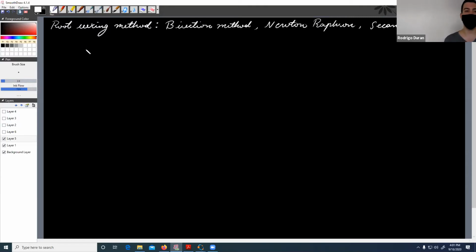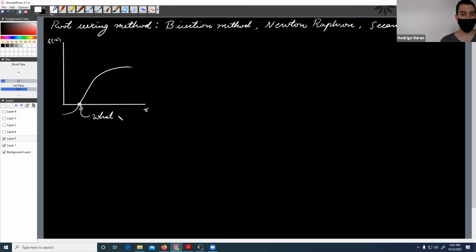Like they literally find the point where, if you have a function like this, an x and an f of x here, and if you have a root like this, they are all interested in finding this point. What x is this? They want to find the x value such that when plugged into the function, the function goes to 0. Like that's literally what they want.